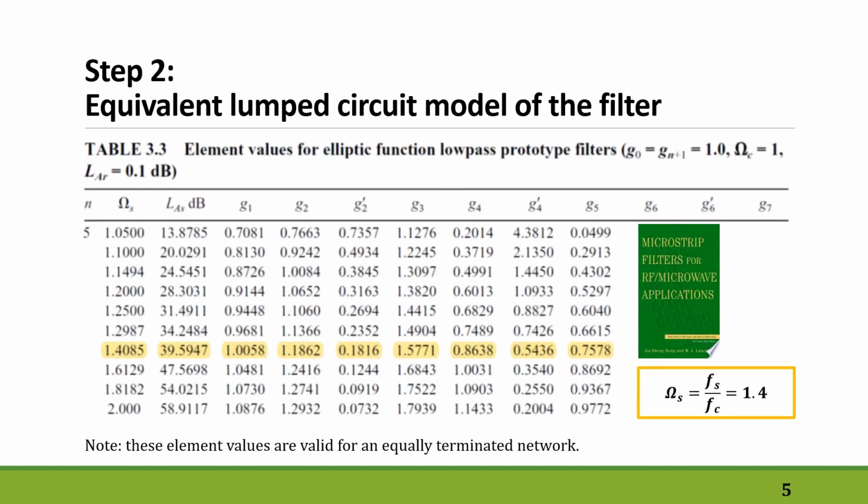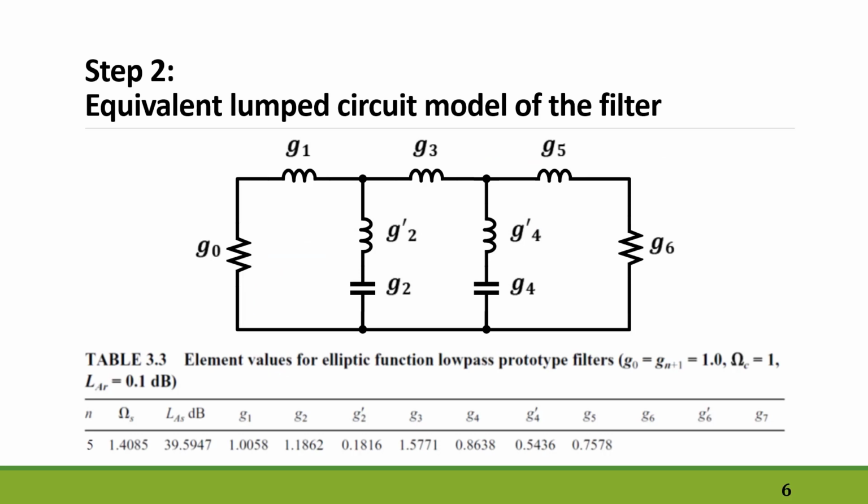There is no solid equation to set the order of an elliptic filter, like the one we have used with Chebyshev filters. But there are some tables that you can use to set the order of your filter. What you need to know in order to use these tables is how much loss you need at a specific frequency in the stop band region. And this frequency is normalized with respect to the cutoff frequency. So in our design, it's 40 dB loss at omega s equals 1.4, which results in a fifth order filter. So this is our filter equivalent circuit with its corresponding element values.